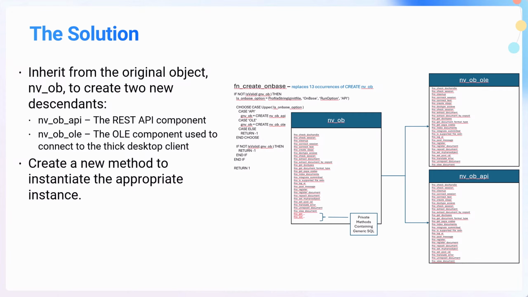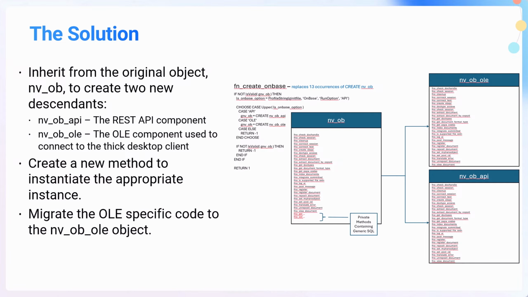We had to replace all of the create NVOB calls with the function, which meant changes to 13 separate objects in the client code. Next, we migrated the OLE specific code to the NVOB OLE object. We also created a set of private get and set methods for the generic code. As you might guess, we tested this while we worked just to make sure nothing broke.